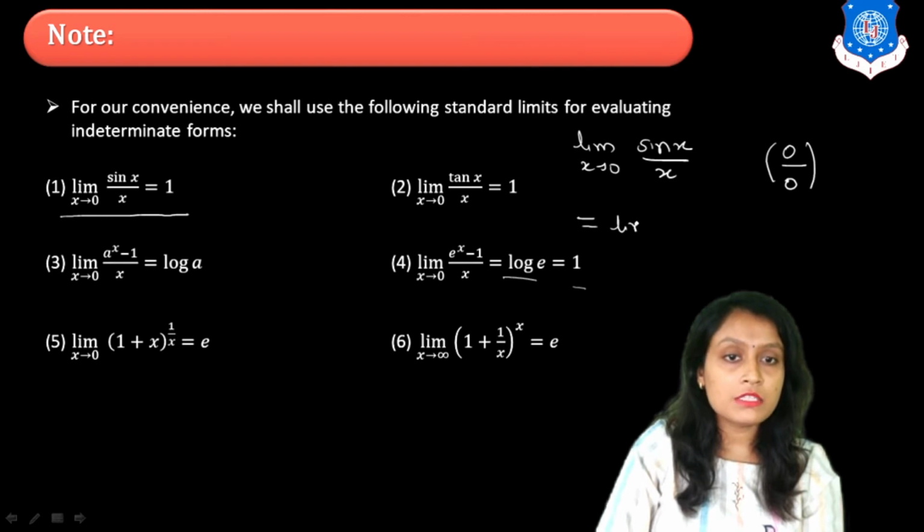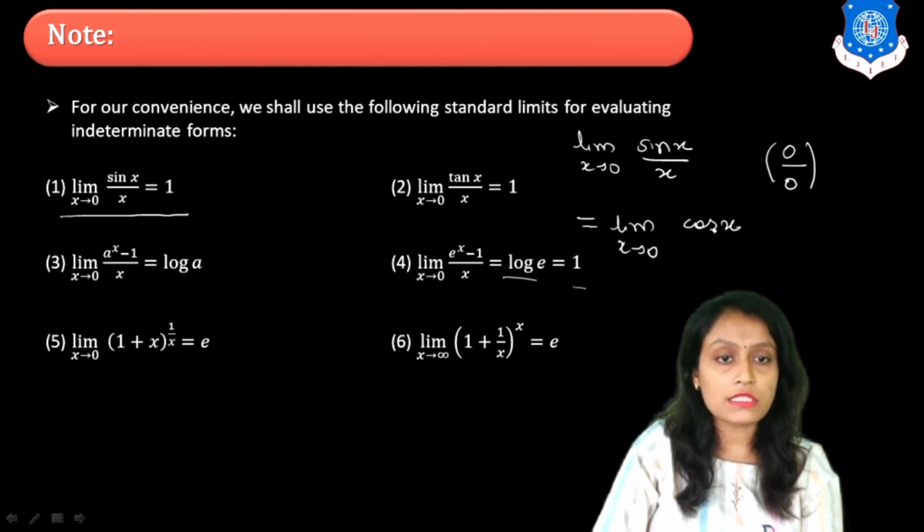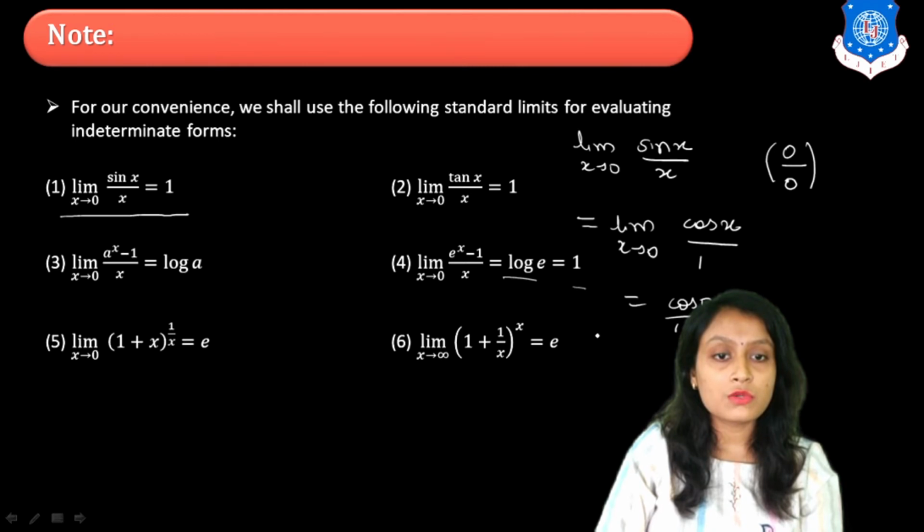So in L'Hopital's rule, what we have to do? We have to take the derivative of numerator and denominator separately. Okay, so the derivative of sin x is cos x and the derivative of x is 1, right? And now if you substitute x is equal to 0, you will get cos 0 upon 1. Now we know cos 0 is 1. So the final answer is 1. So the final answer of limit x tends to 0 sin x upon x is 1. This is what we have proved.